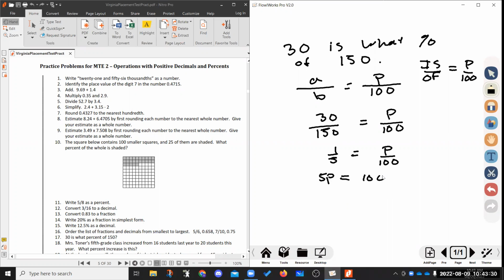5P is equal to 100. P is equal to 20. Remember that P is in place of a percent. It's 20 over 100. So our final answer is that we are talking about 20%. That 30 is 20% of 150.